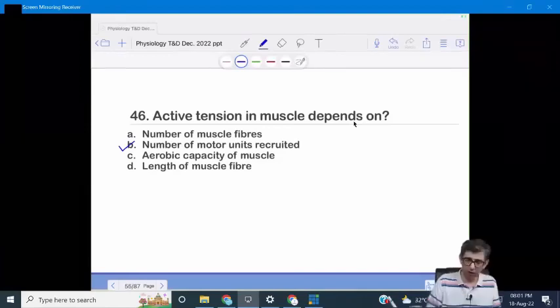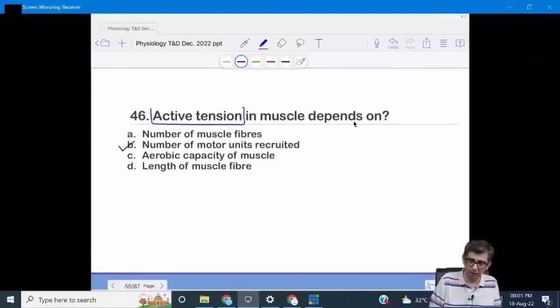The meaning of the word active tension would be that the more work you do, the more the muscle is used.